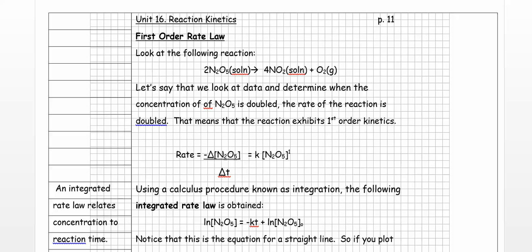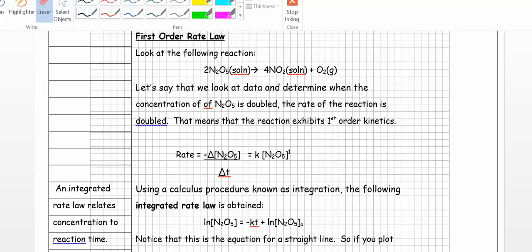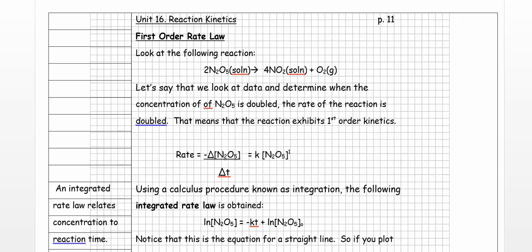So here we go. First order rate law. Let's take a look at this equation here. We've got N2O5, that's 2 moles of that, converted to 4 moles of NO2 plus O2 gas, right? Now let's just say that we take a look at the data and we determine that when we double the N2O5, the reaction rate doubles. So if you double the reaction rate when you double the concentration of the reactant, you're dealing with first order kinetics, so you should know that.